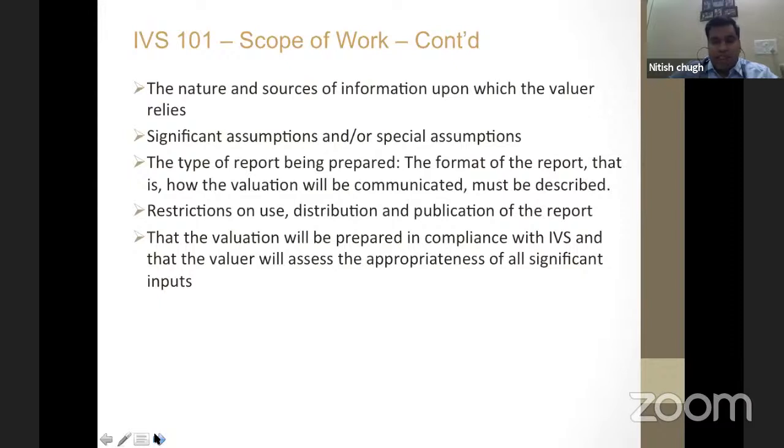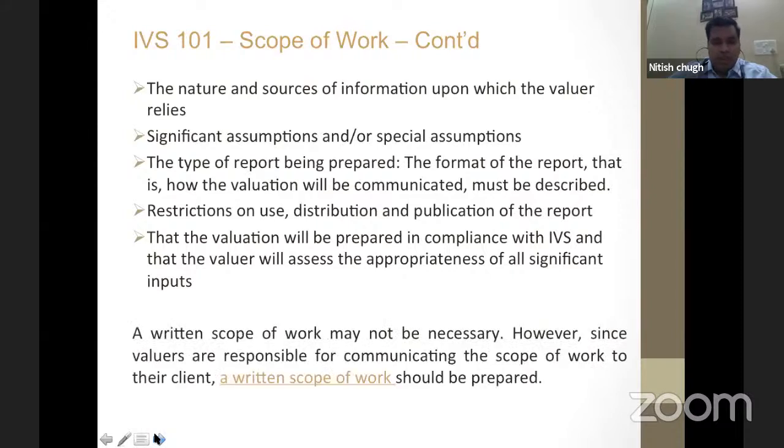That the valuation will be prepared in compliance with IVS and that the valuer will assess the appropriateness of all significant inputs. A statement that the valuation will be prepared in compliance with all the IVS, International Valuation Standards, and the valuer will assess the appropriateness of all significant inputs. All significant inputs need to be appropriately tested by the valuer for appropriateness, but as per this standard, the same needs to be mentioned in the scope of work, nothing else. Whatever inspection or other thing the valuer needs to do is part of the valuer's work only. This is only for the purpose of mentioning in the scope of work.